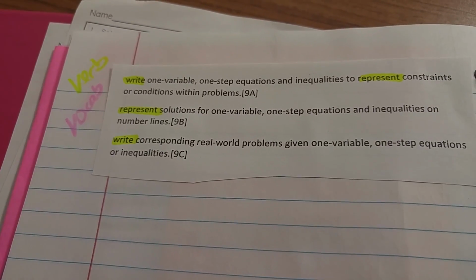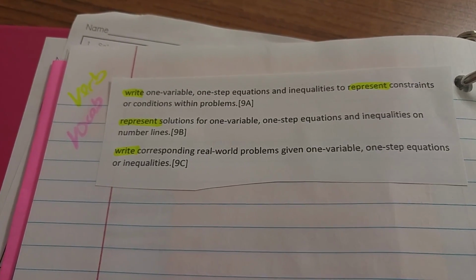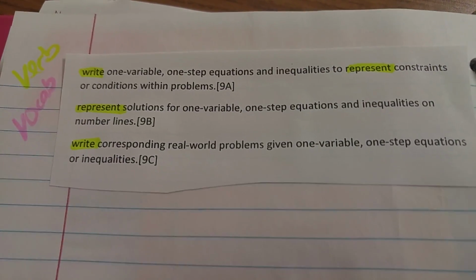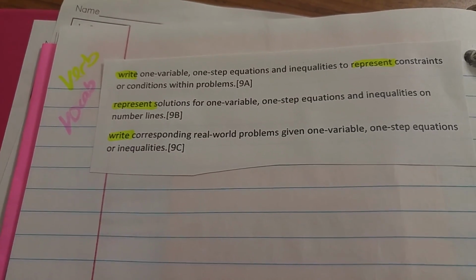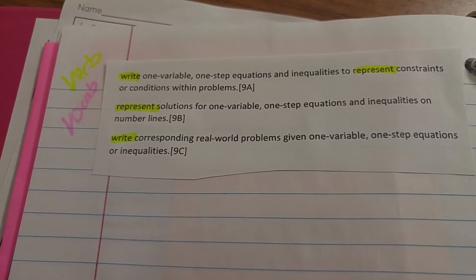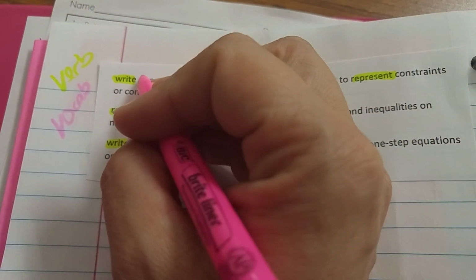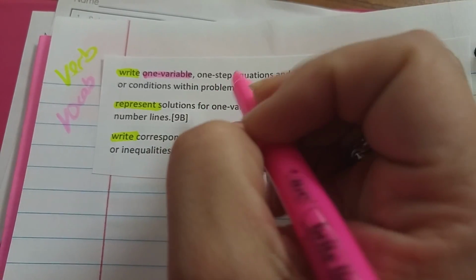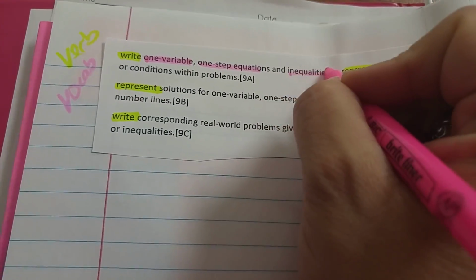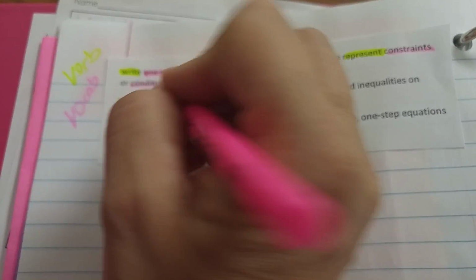This is a brand new section of TEKS, and some students find inequalities really simple. Some students find them a little difficult, so I'm hoping you do really good with these. We have a lot of vocabulary words, and I'm sorry, we don't have very many verbs, but lots of vocabulary words. Our first one is one variable, one-step equations, and then inequalities and constraints or conditions.